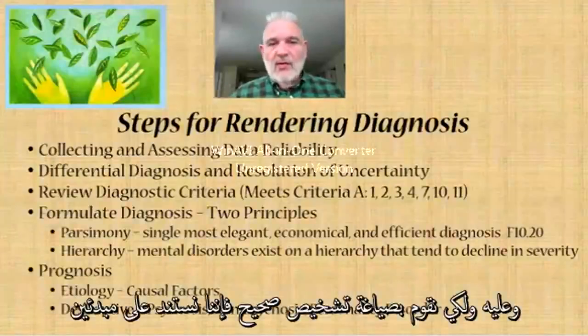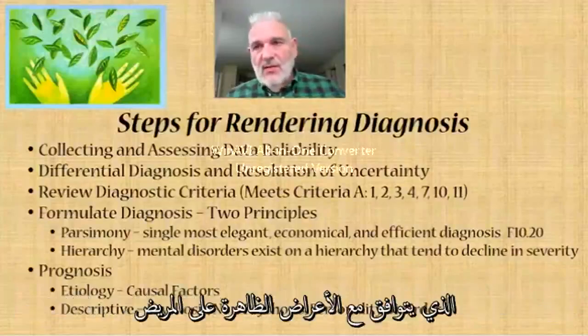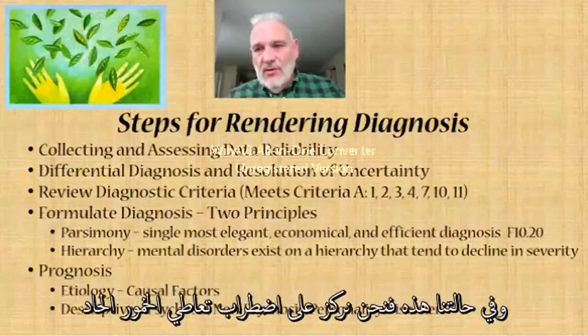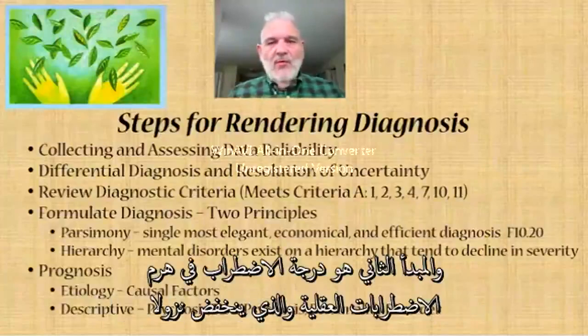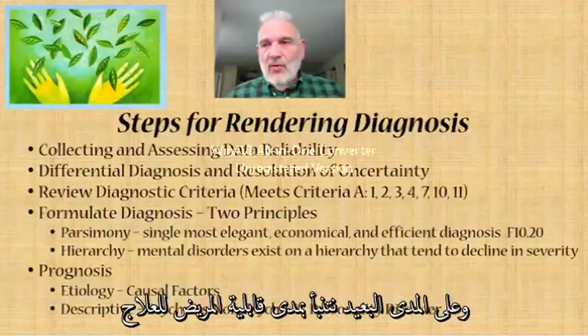So again, formulating the diagnosis includes 2 principles, and this is important to keep in mind. The first one is that of parsimony: using the single most elegant, economical, and efficient diagnosis that meets the client's symptoms. In this case, we're looking at alcohol use disorder, severe. And then, of course, the hierarchy of mental disorders, which tend to decline in severity, which we'll look at shortly, because that has a lot to do with how you begin to set up goals and objectives for your treatment plan. And then, of course, in the long term, what is the prognosis for the client?